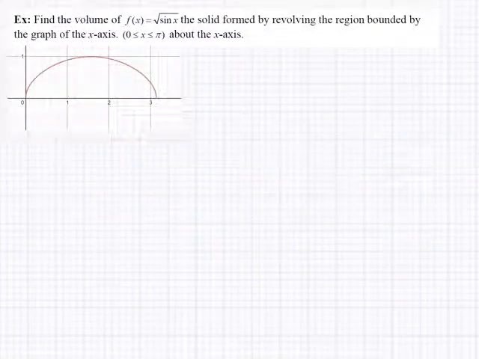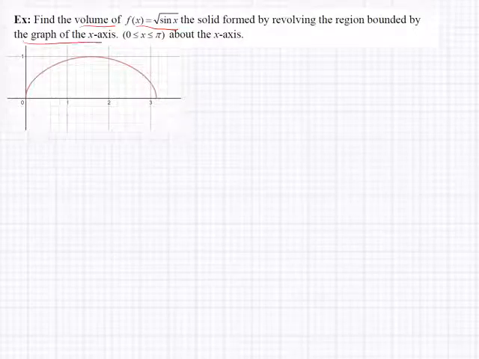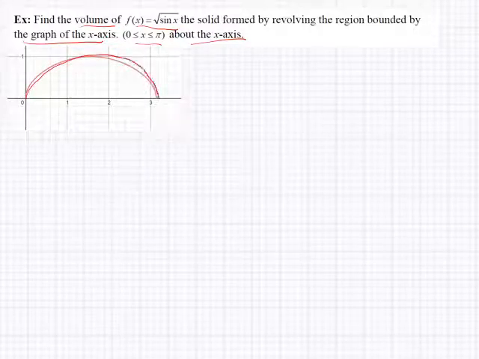So here's an example. Find the volume of f of x equals the square root of sine x, the solid formed by revolving that region, bounded by the graphs of the x-axis between 0 and pi about the x-axis. So this is what the graph of the sine function would look like between 0 and pi.